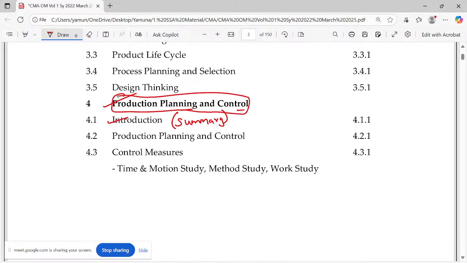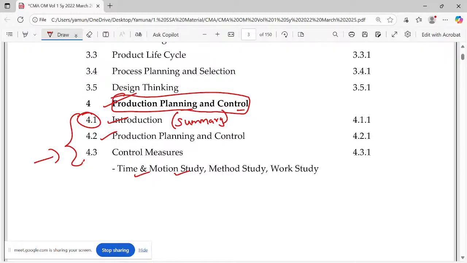So before going to the problem side, we need a wider introduction of the theory content. So 4.1 here will be the complete summary of the fourth unit, production planning and control. Then we will discuss what we mean by production planning and control. So 4.2 is the real introduction of the fourth unit. Then, before continuing with the practical side, the problem side, we'll be discussing time and motion study.